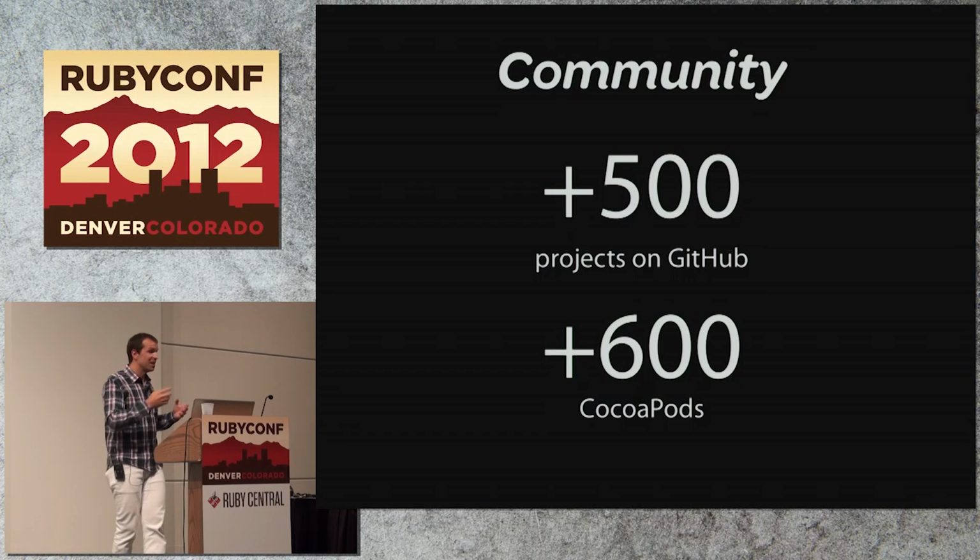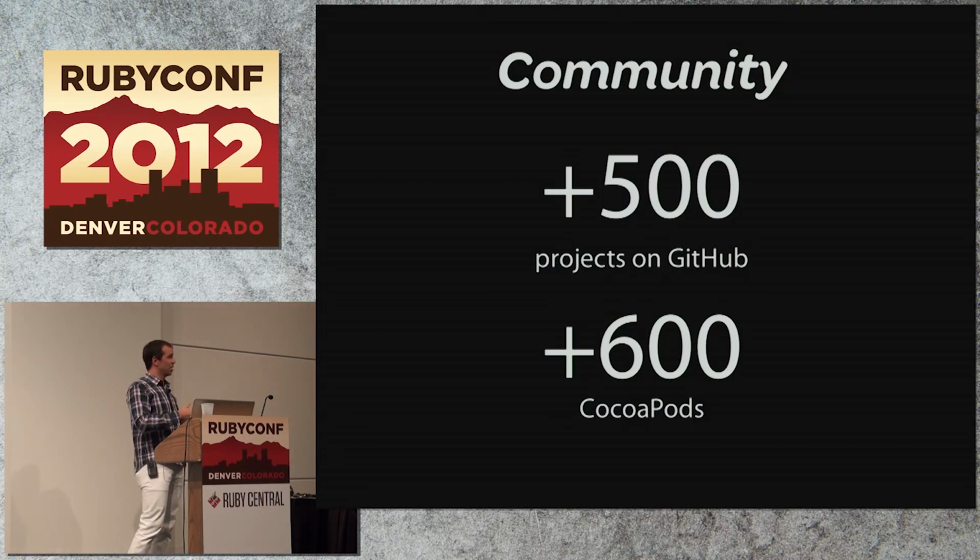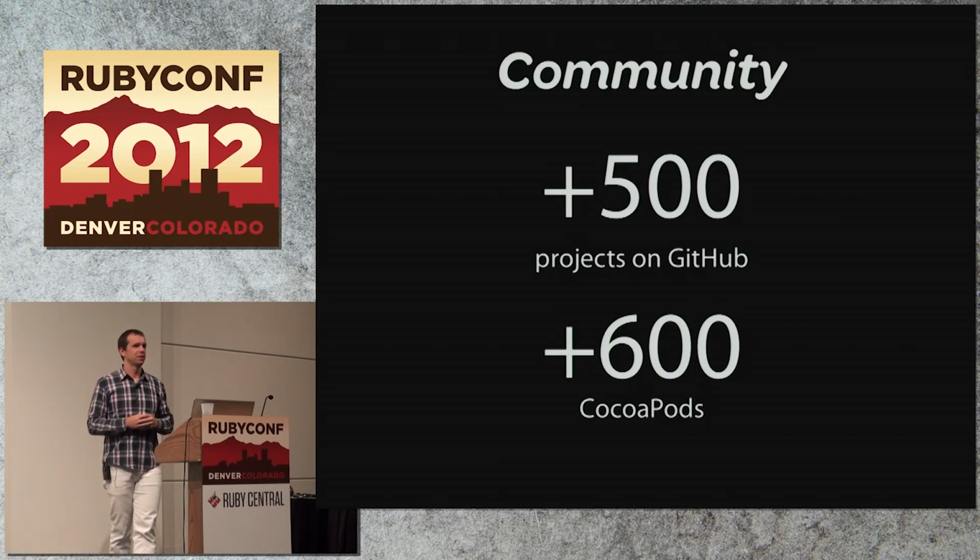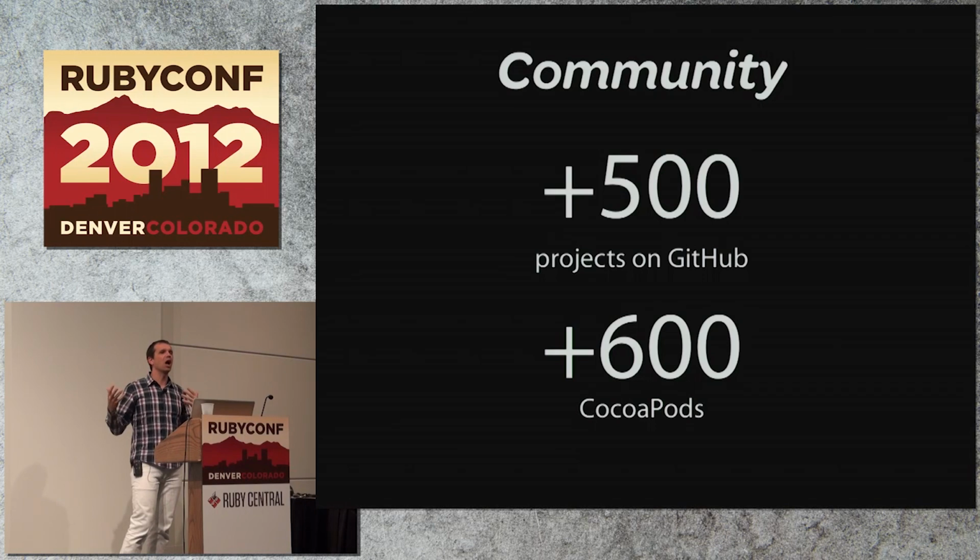And what's really great is Cocoapods itself is written in Ruby. And it's actually a gem. So you say gem install Cocoapods, and then you've got that. But within your rake file, you can actually just include pods. So you require Cocoapods, and then you can include pods. And there are over 600 of them.